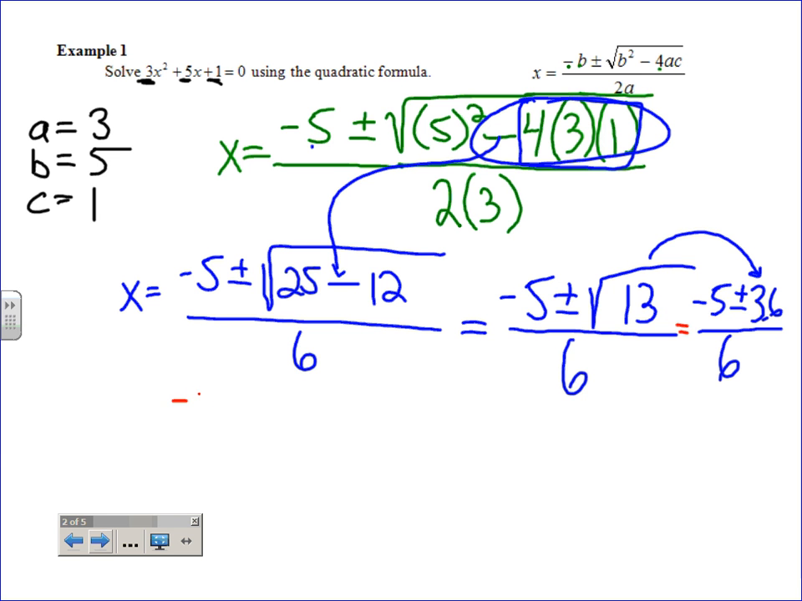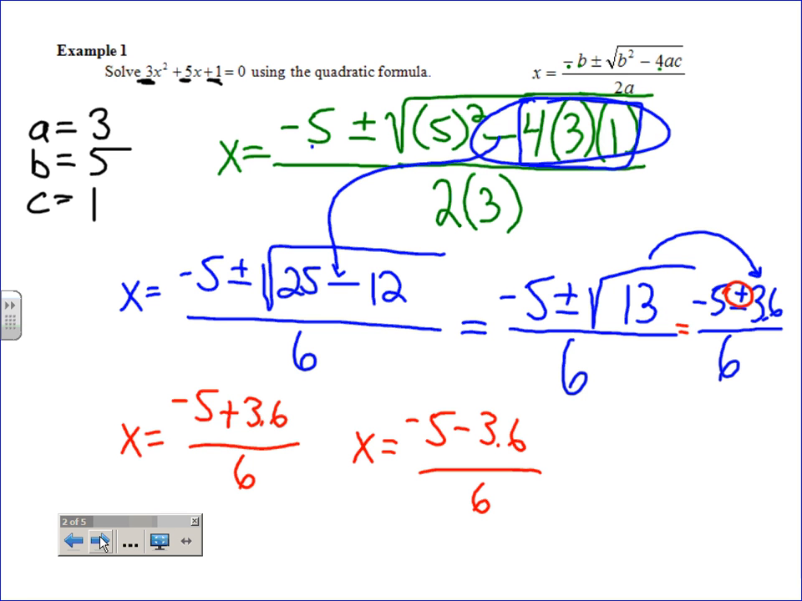So now you have to take negative 5 plus 3.6 and divide it by 6. That'll be one of your answers. So x will equal that. X will also equal, well, how is there 2 answers? Well, there is. X will also equal negative 5. We already did the plus one, right? We did the plus. Now we have to do the minus.